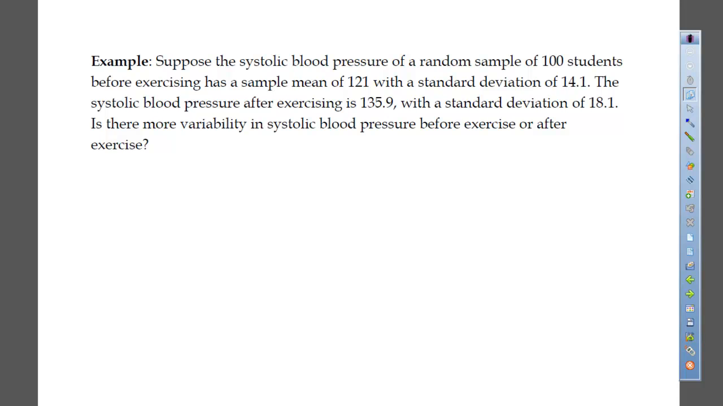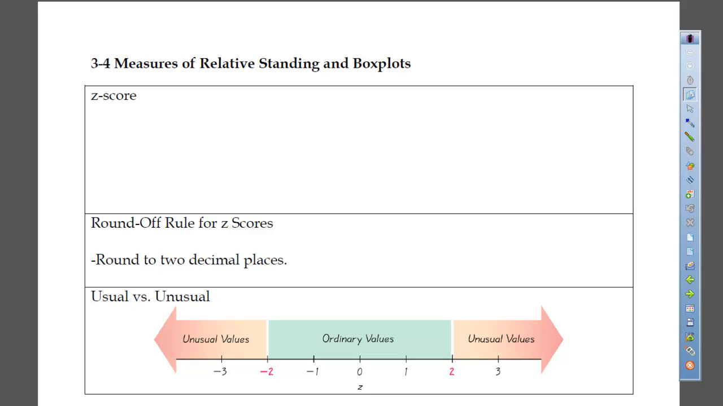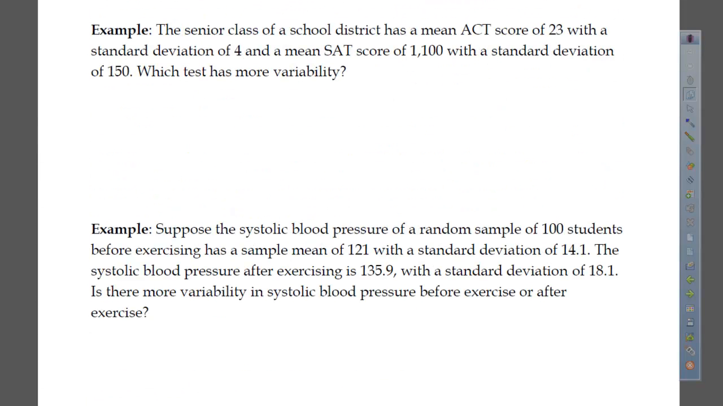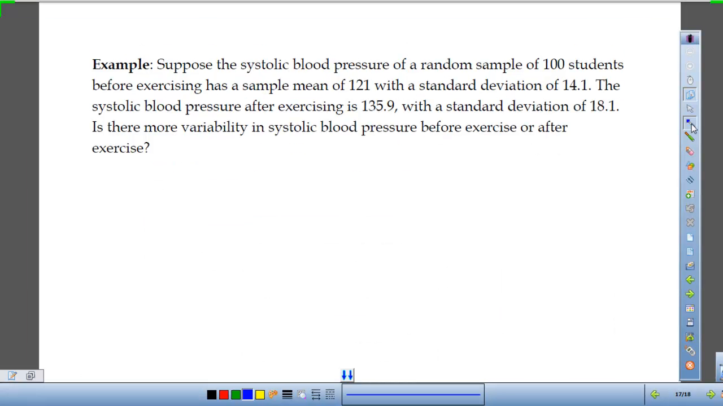This might appeal to most of you. Suppose the systolic blood pressure of a random sample of 100 students before exercising has a sample mean of 121 with a standard deviation of 14.1. The systolic blood pressure after exercising is 135.9 with a standard deviation of 18.1. Is there more variability in systolic blood pressure before or after exercise?